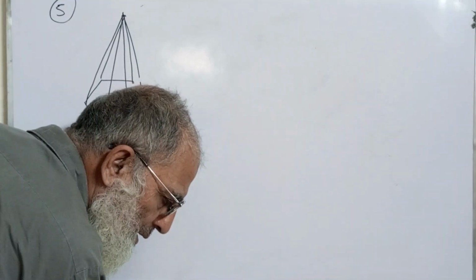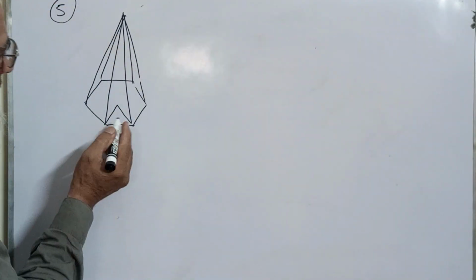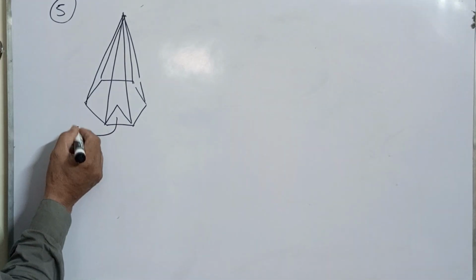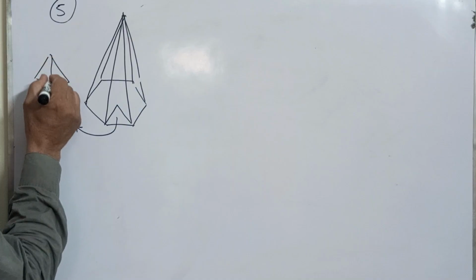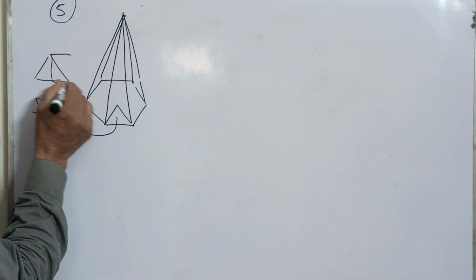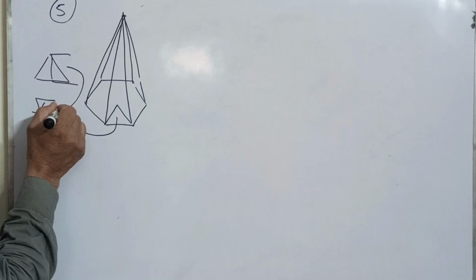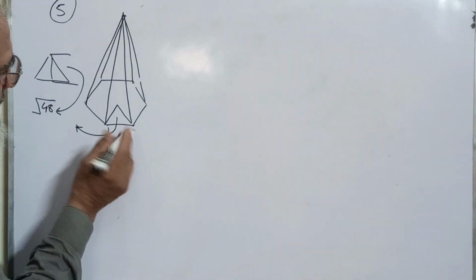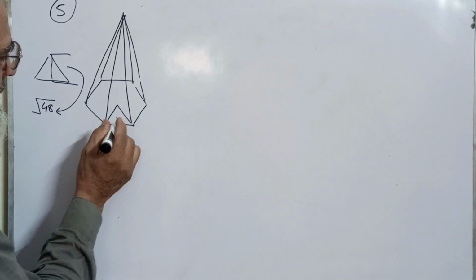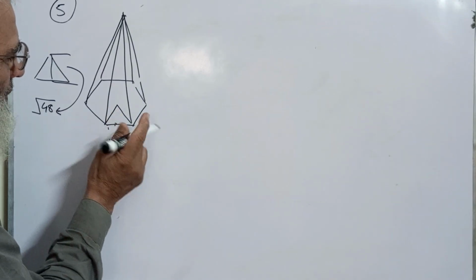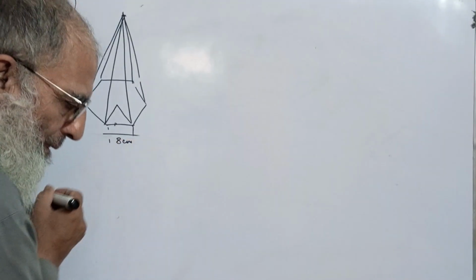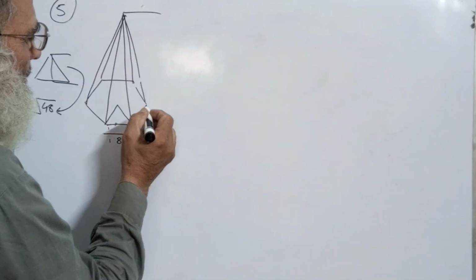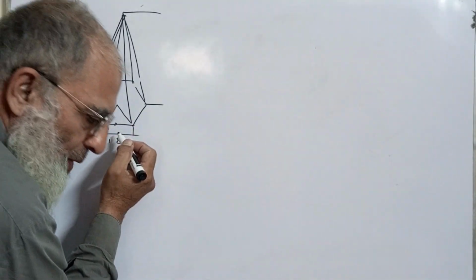A triangle with a height of root 48. Under root 48, this height. Okay, this is given. One side is given, which is 8 centimeters. The total height is 20 centimeters.